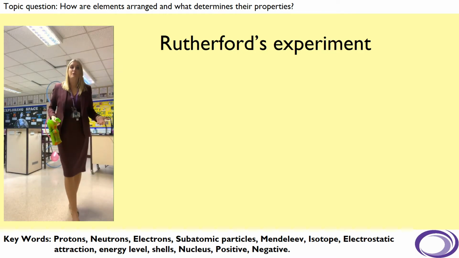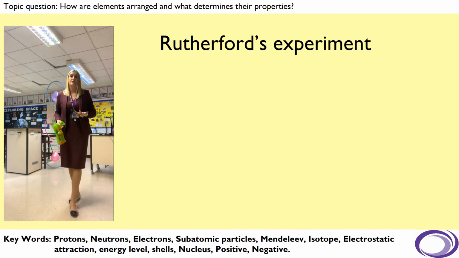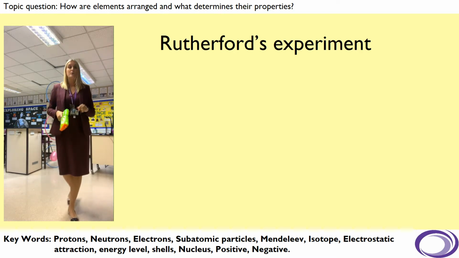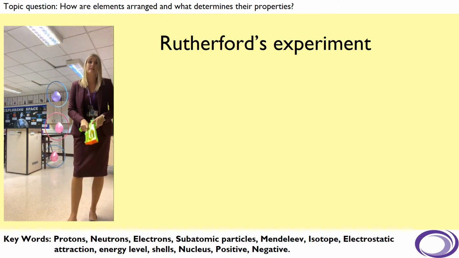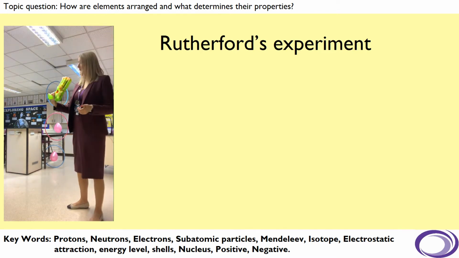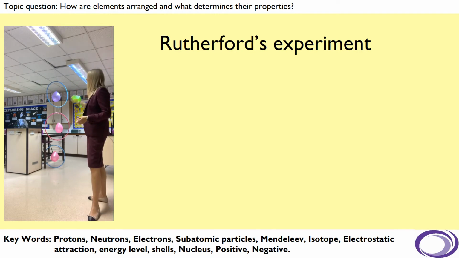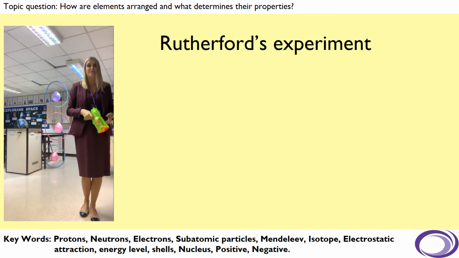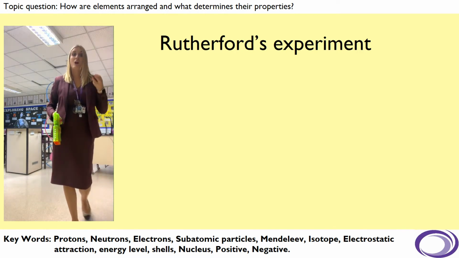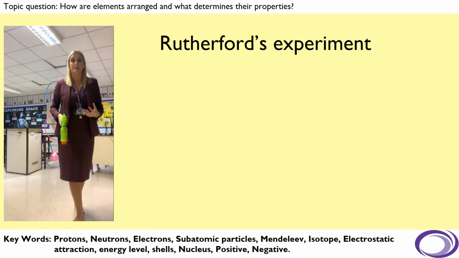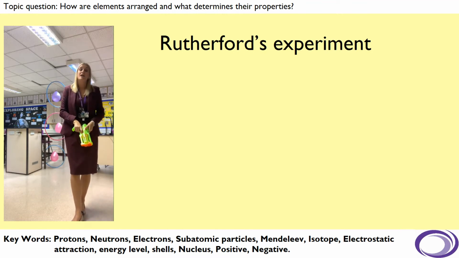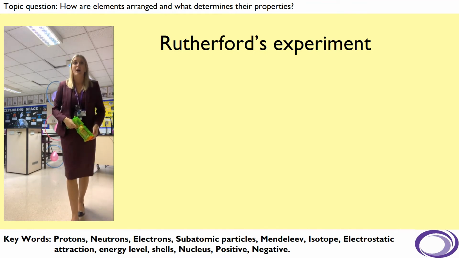So this led Rutherford to two conclusions. The first one was that the majority of an atom is actually empty space, and that was represented by the alpha particles passing through the empty space. However, there is also a part of the atom where most of the mass is concentrated, and this part of the atom is positively charged and is the nucleus. And that is why some of his alpha particles bounced back.